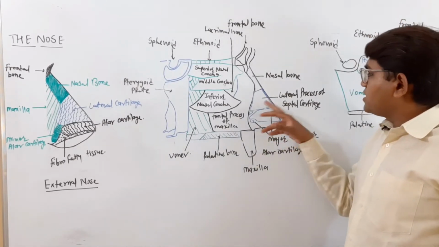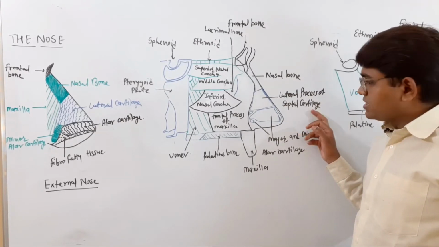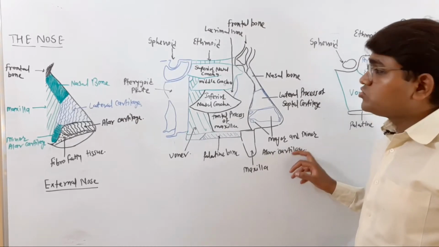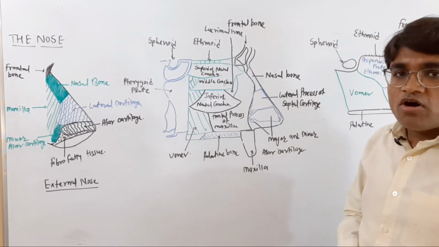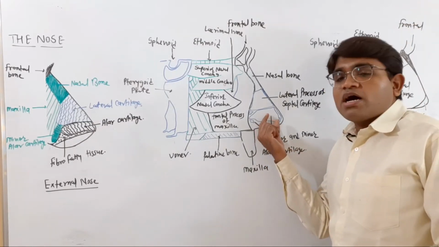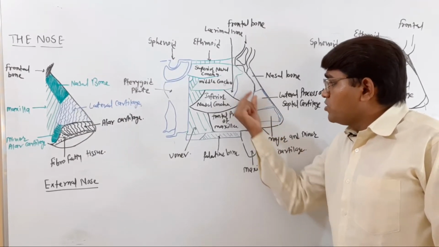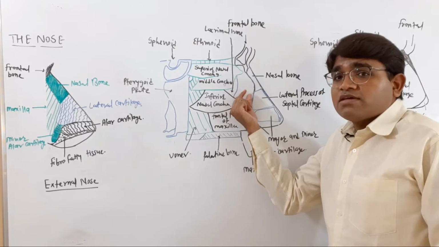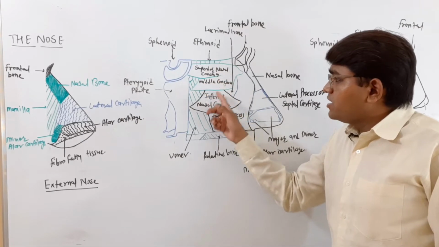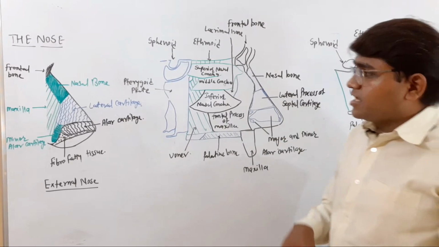The cartilages participating are the two lateral processes of the septal cartilage, and the major and minor alar cartilages. The lateral wall has three parts. Its anterior-most part is known as the vestibule. Then on the posterior superior side it is known as the atrium, and then the nasal conchae and the meatuses are present in this lateral wall.